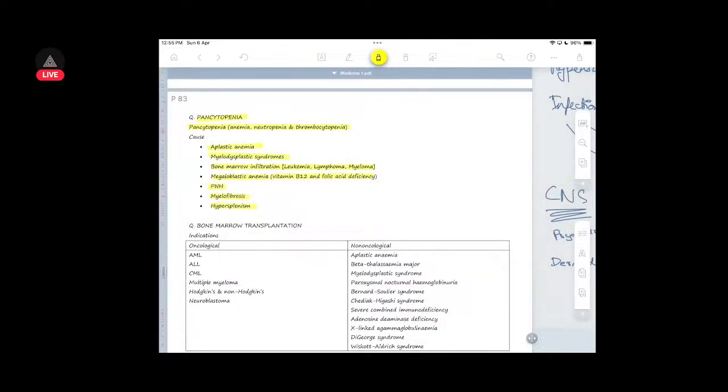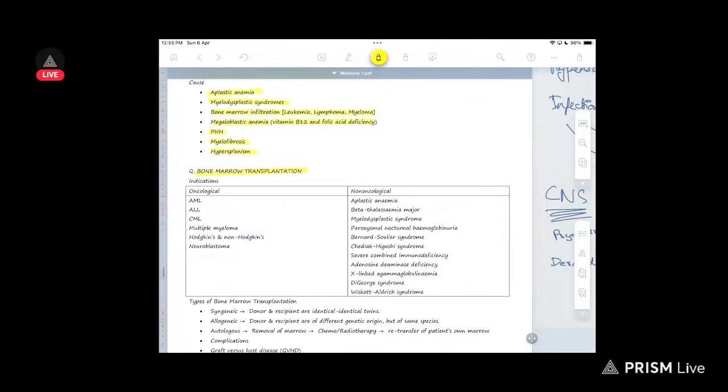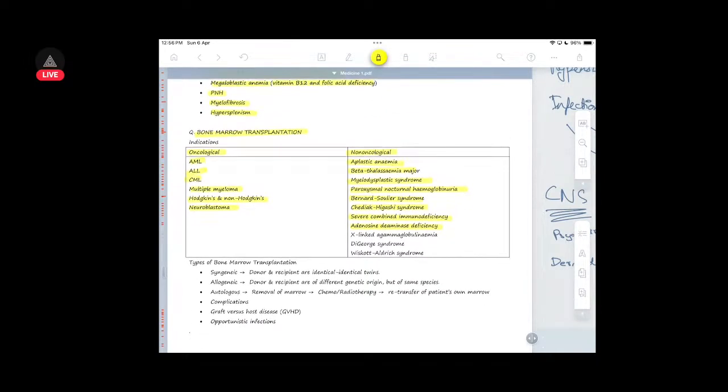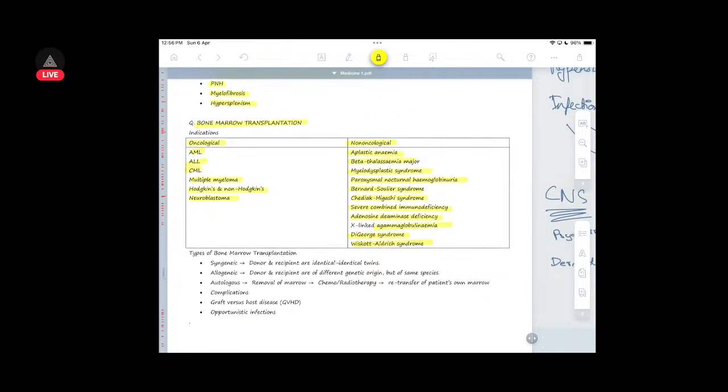Okay. Going on, bone marrow transplantation is indicated in oncological and non-oncological conditions. Oncological: AML, ALL, CML, multiple myeloma, Hodgkin's and non-Hodgkin's lymphoma, and neuroblastoma. Non-oncological: aplastic anemia, beta thalassemia minor and major, myelodysplastic syndromes, paroxysmal nocturnal hemoglobinuria, Bernard-Soulier syndrome, Chediak-Higashi syndrome, severe combined immunodeficiency (SCID), adenosine deaminase deficiency, agammaglobulinemia, Wiskott-Aldrich syndrome, etc.